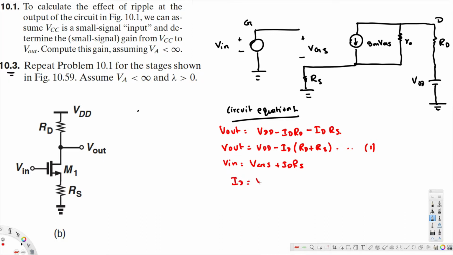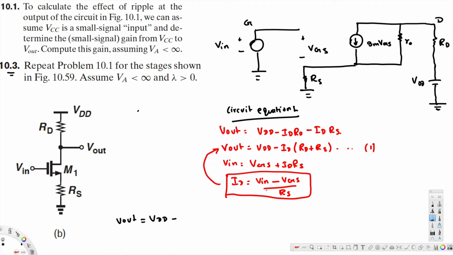ID is equivalent to Vin minus VGS divided by RS, and if we substitute this into equation number 1, this will become Vout is equal to VDD minus, instead of ID we are going to plug this one, so this is going to be Vin minus VGS divided by RS times RD plus RS.